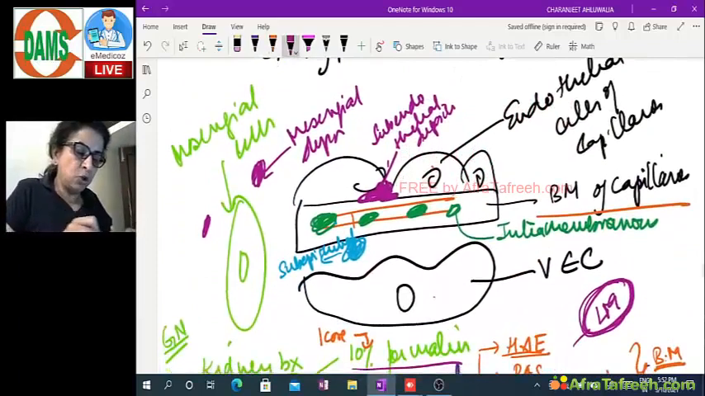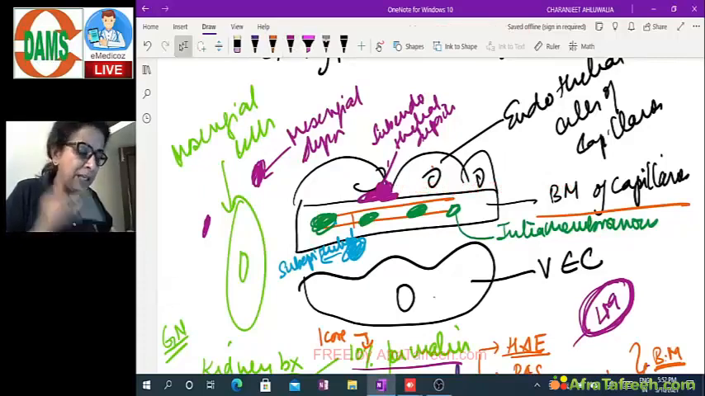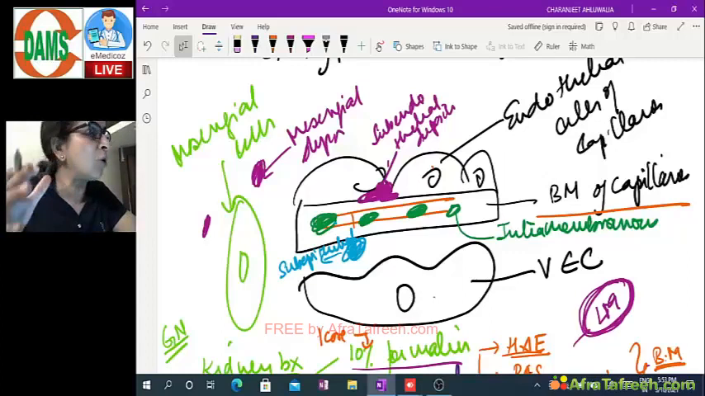Number one, you should know the structure of the filtration membrane of the kidney. The innermost layer is the endothelial cells of the capillaries, then the basement membrane of the capillaries, and then the visceral epithelial cells. Then glomerulonephritis is the inflammation of the glomerulus. In glomerulonephritis, the filtration membrane is damaged because of deposition of immune complexes.